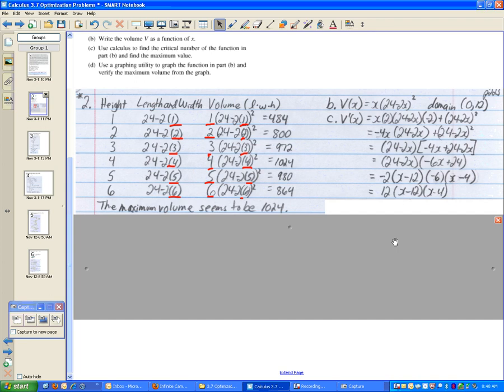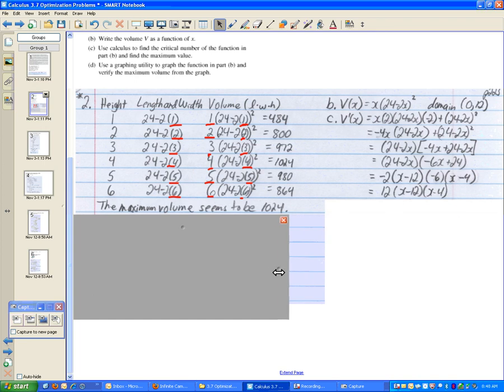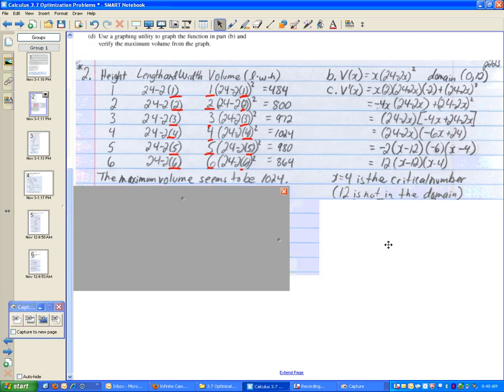Okay. Now, what are my critical numbers? Not 0. 4 and 12. Are both of those in our domain? Just 4. So x equals 4 is the critical number. And I did write in 12 is not in the domain.